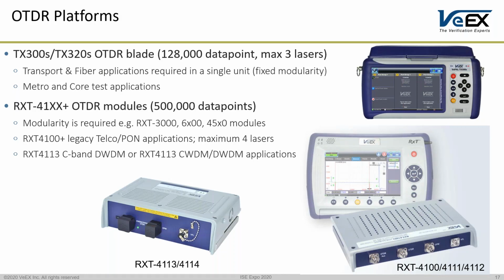And then we have our modular platform, which you see there in the bottom, which is going to be our RXT. So our RXT has multiple OTDR modules. It's got 5 of them. So you got your basic OTDRs, 4100 Plus, and then you got your CWDM and DWDM modules. And you also have a combined CWDM DWDM module, which you see as the 4113 and 4114.